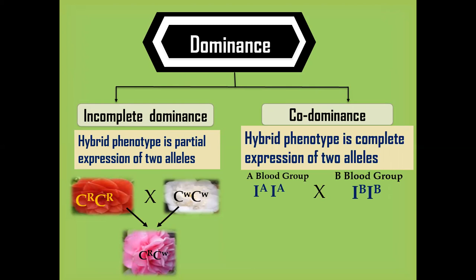alleles. For example, if we have A and B blood group, homozygous A and homozygous B will produce one type of gamete, which fertilize together and produce heterozygous AB blood group. Now, this AB blood group will show complete expression of allele A and allele B. For example, on the surface of red blood cell, there will be two types of antigen, antigen A and antigen B. So this will produce AB complete blood group.